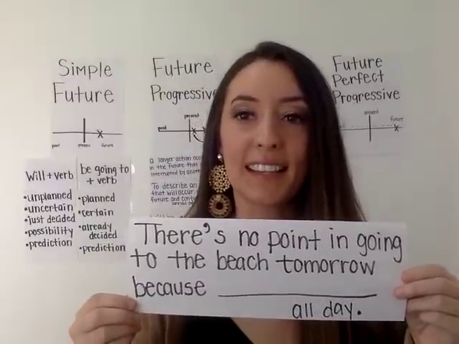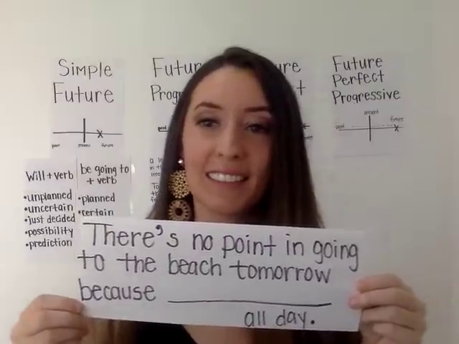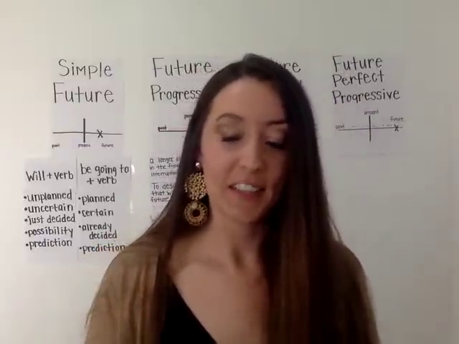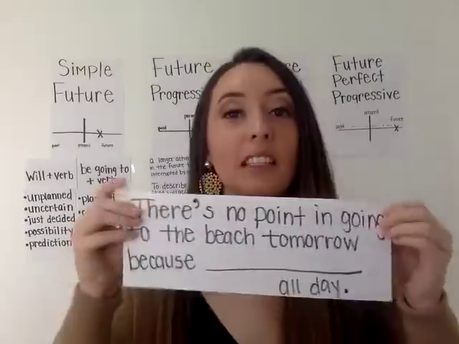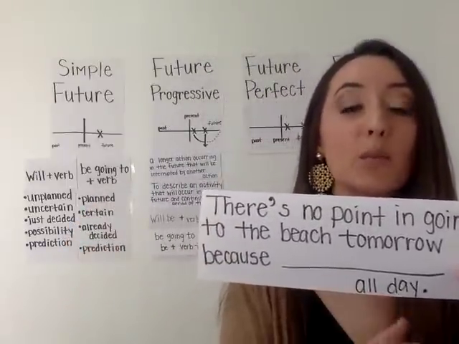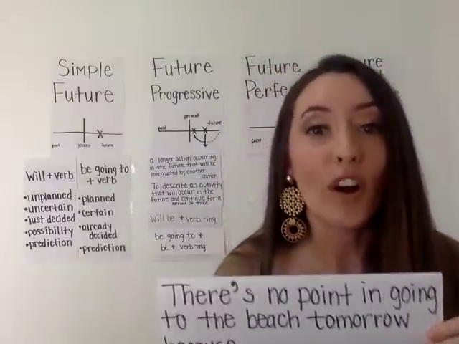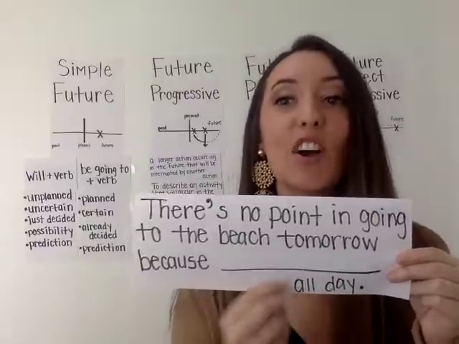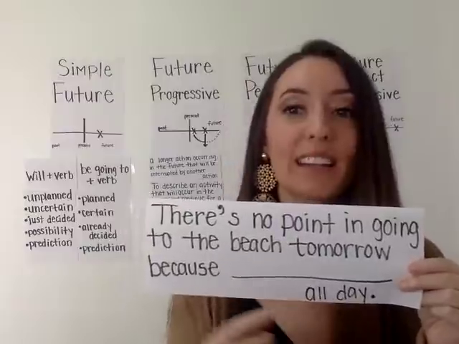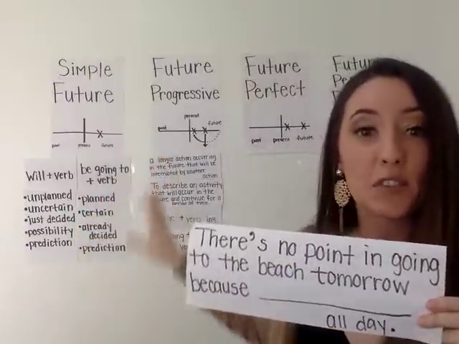I'll give you a few seconds to think about it. Write your responses in the chat. All right, good. I see some great correct answers. So we can say, there's no point in going to the beach because it will be raining all day. Or because it's going to be raining all day. Both of these are correct and using future progressive.